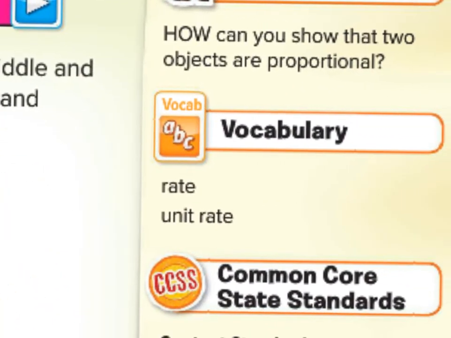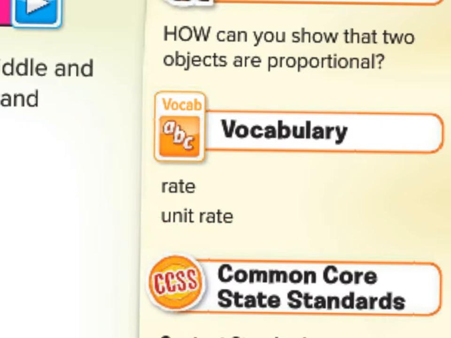rate and unit rate. Rate, again, is the comparison of two numbers, like a ratio. I can eat 8 marshmallows per minute. So again, I'm comparing marshmallows to minutes. That's a rate. Unit rate would be down to 1. So how long would it take me to eat 1 marshmallow?